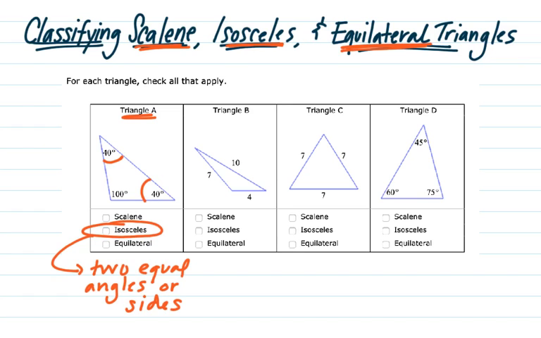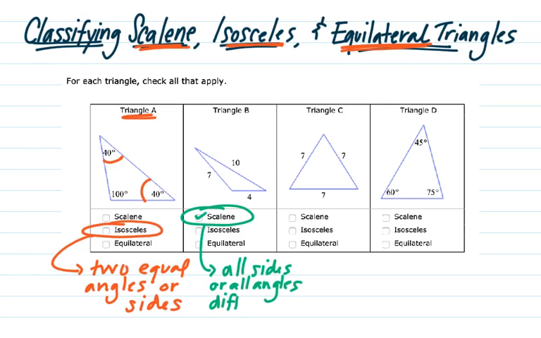Let's look at the next triangle. Get another color. And we have all different side lengths. So that is what we call scalene. Scalene is when you have all the sides or all the angles are different. They don't match. Okay, that's a scalene triangle.